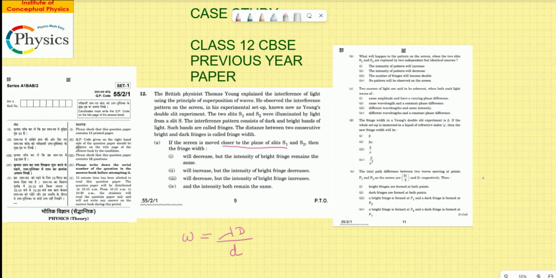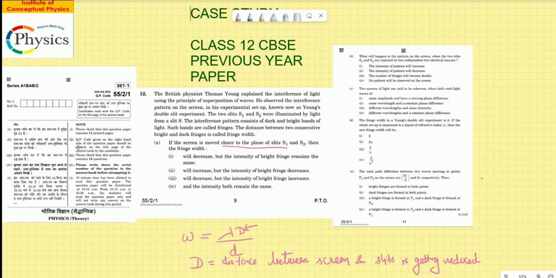So if you see, what you're doing is you are moving the screen, which is the viewing screen, closer, so D is getting reduced, right? So D, capital D, the distance between screen and slits is getting reduced. Okay, so this capital D is getting reduced.